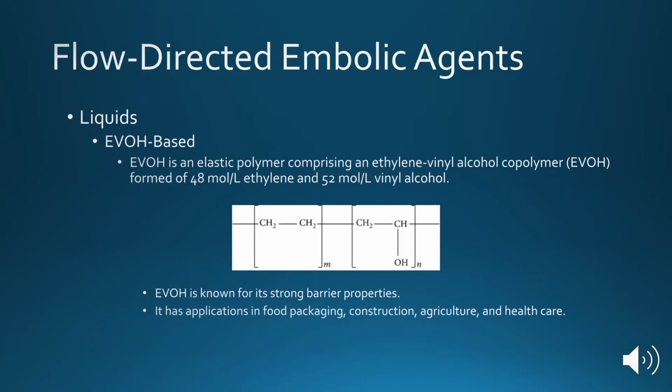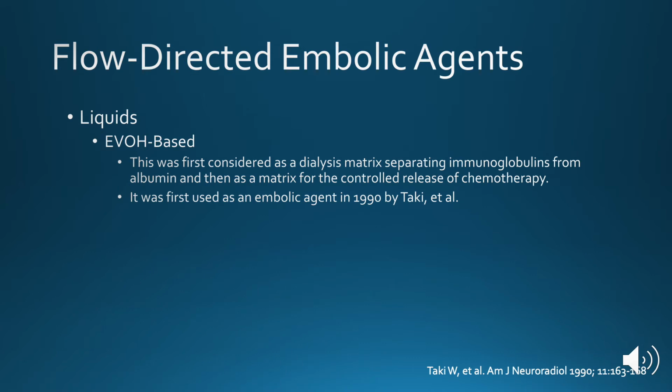Now, EVOH is an elastic polymer comprising an ethylene vinyl alcohol copolymer. It's formed of ethylene and vinyl alcohol. It's known for its strong barrier properties, and it has applications in food packaging, construction, agriculture, and healthcare. In medicine, it was first considered as a dialysis matrix, separating immunoglobulins from albumin, and then as a matrix for the controlled release of chemotherapy. It was first used as an embolic agent in 1990 by Tech High.